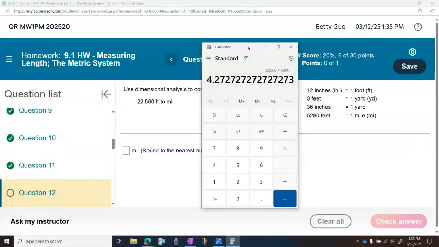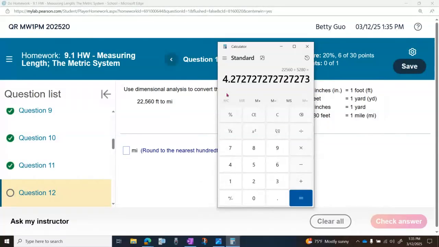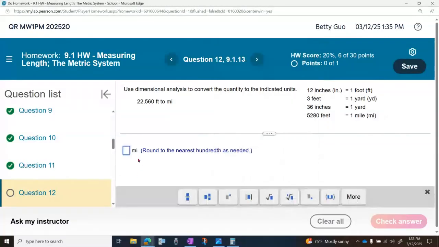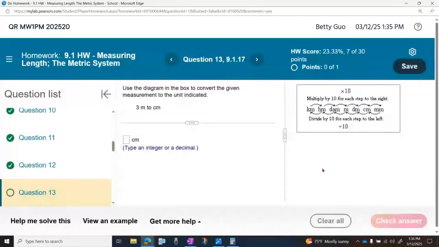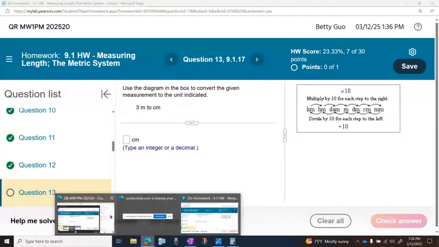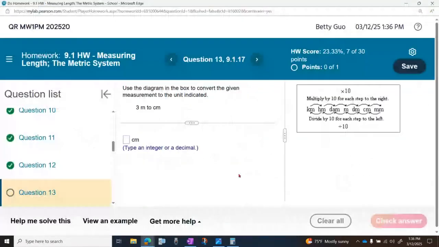How do we round it? Round to the nearest hundredth, so keep 2 decimal places. 4.27. So far so good, guys? Okay, thank you. Appreciate your response.